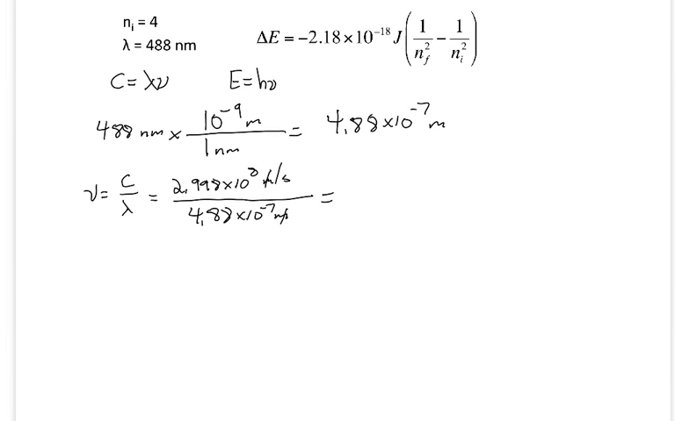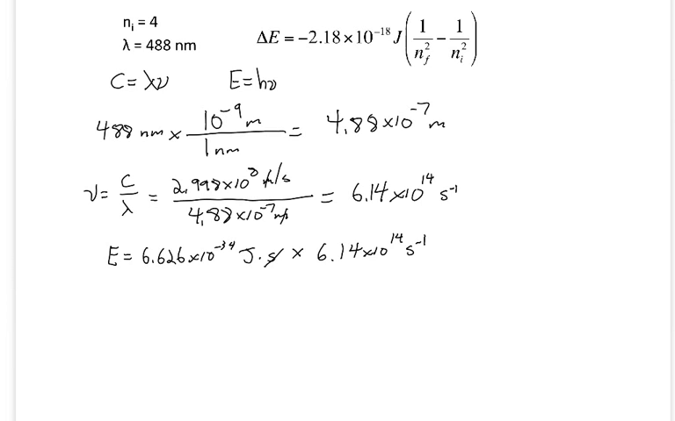And my meters will cancel. I'll be left with seconds to the minus 1, and so my frequency is 6.14 times 10 to the 14th seconds to the minus 1. Okay, so now I can use this equation to find the energy, so I can just plug in my values. So E equals Planck's constant, which is in joules times seconds. I'll multiply that times the frequency. So my seconds will cancel the seconds to the minus 1. And the energy of my photon is 4.0 times 10 to the minus 19 joules.